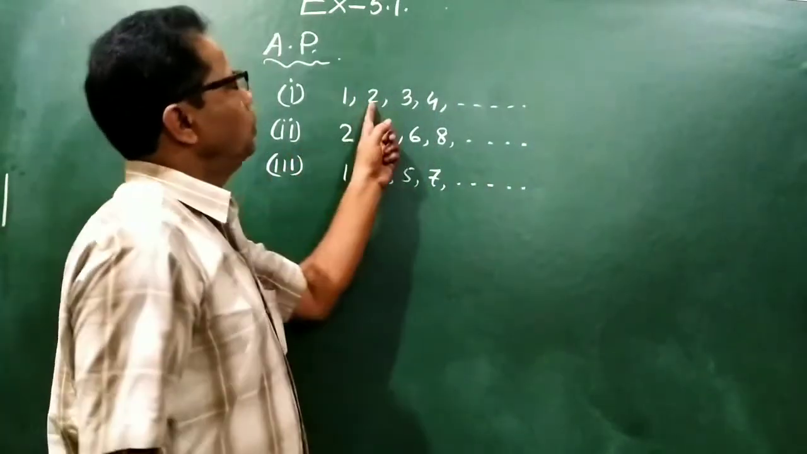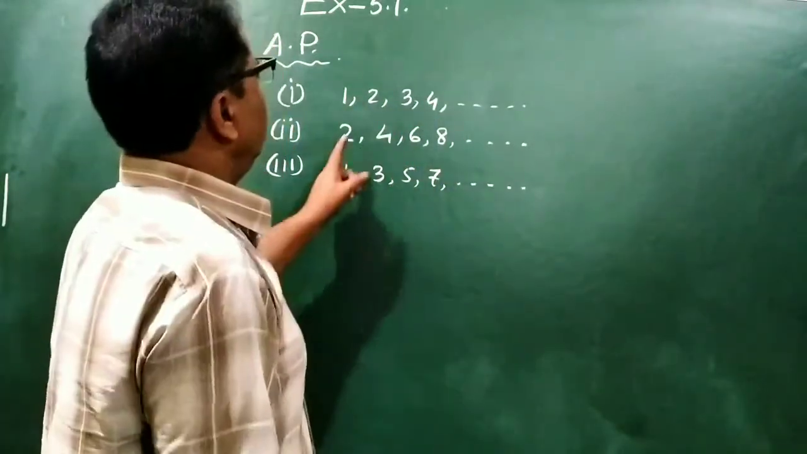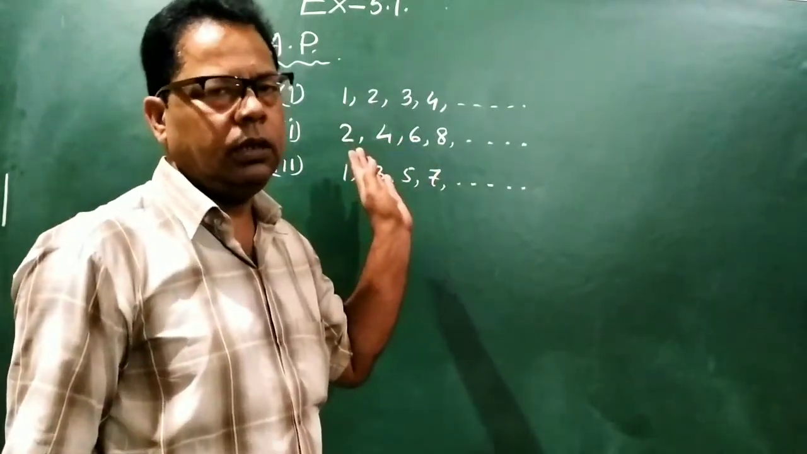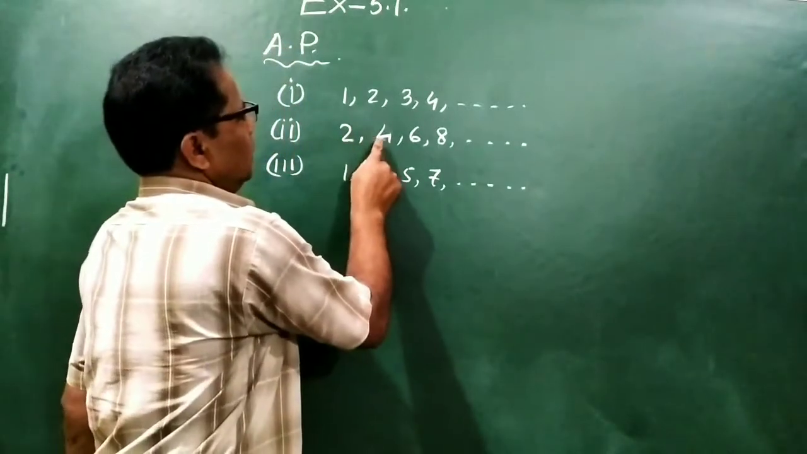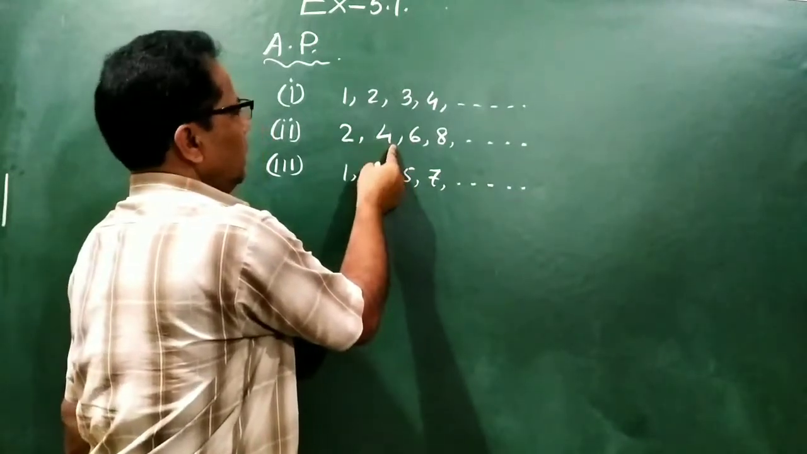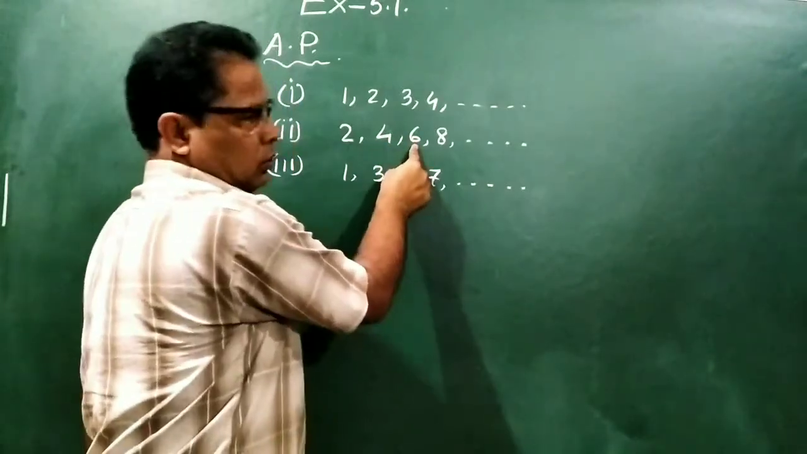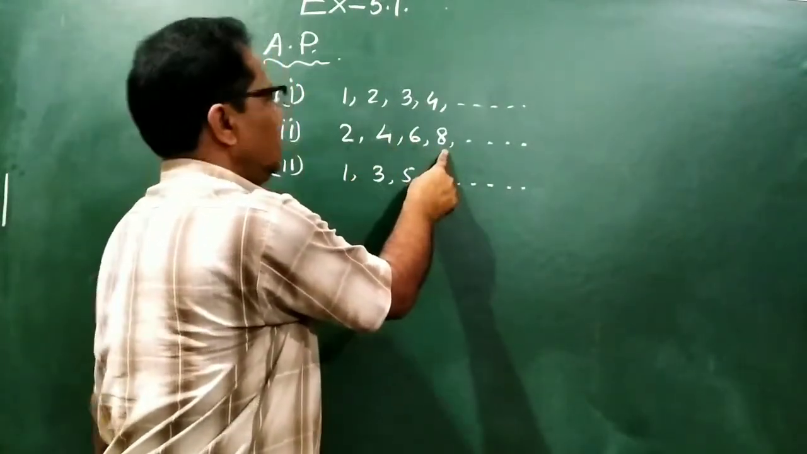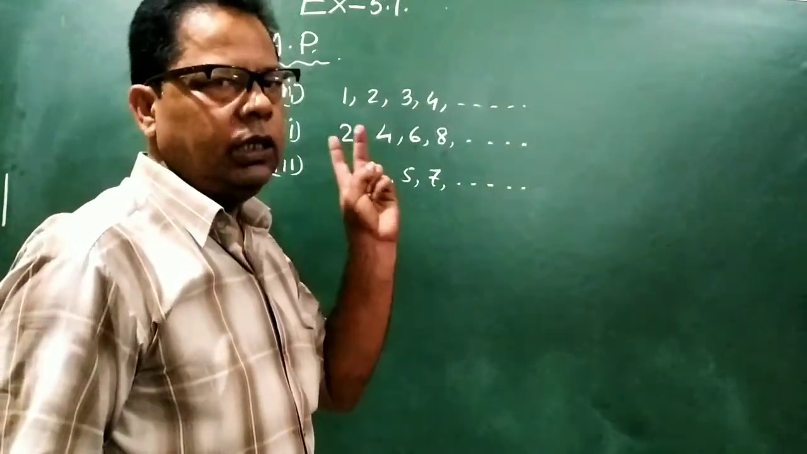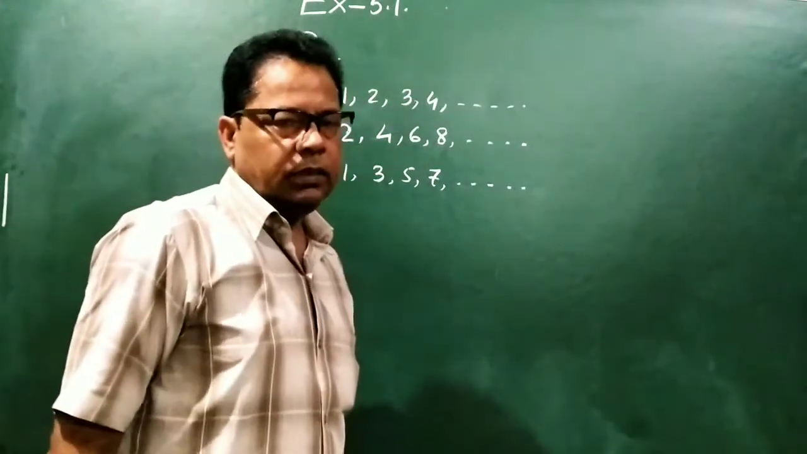So 1, 2, 3, 4, these numbers are in a pattern. 2, 4, 6, 8, all these numbers are also in a pattern. Here all these numbers are bigger by 2. 4 is bigger than 2 by 2, again 6 is also 2 bigger than 4, 8 is 2 bigger than 6. So all these numbers are bigger by 2. This sequence is in arithmetic progression.